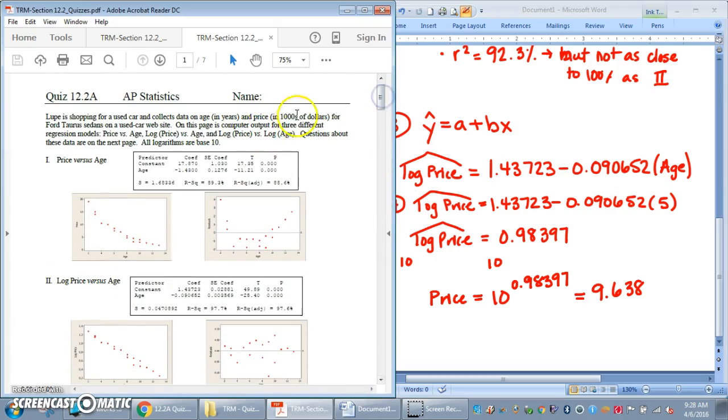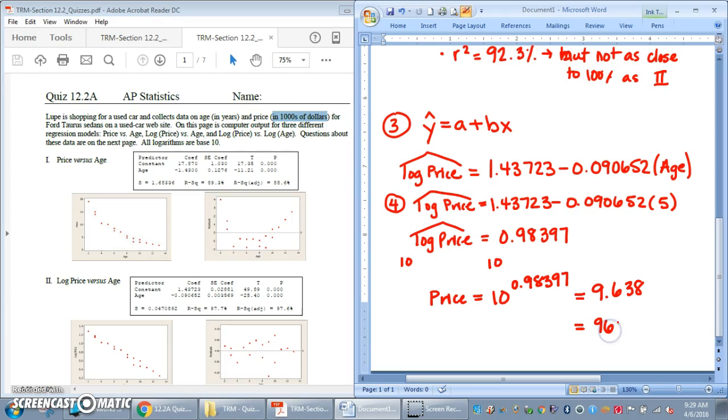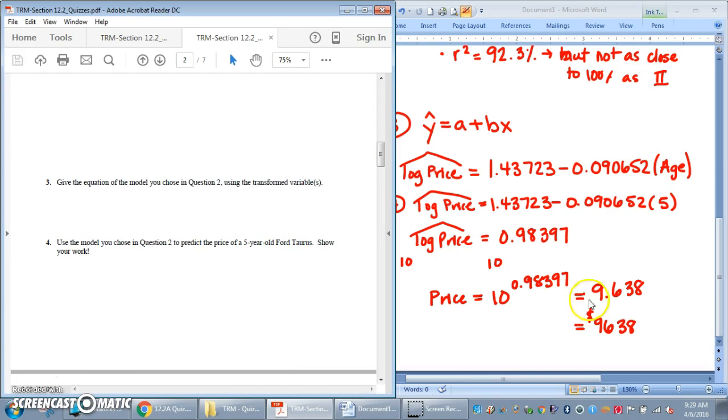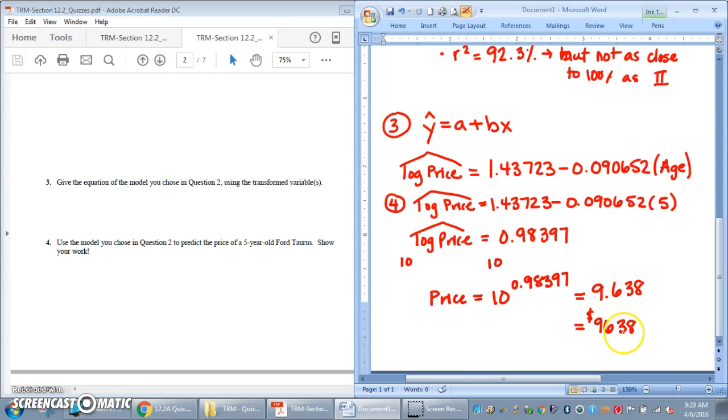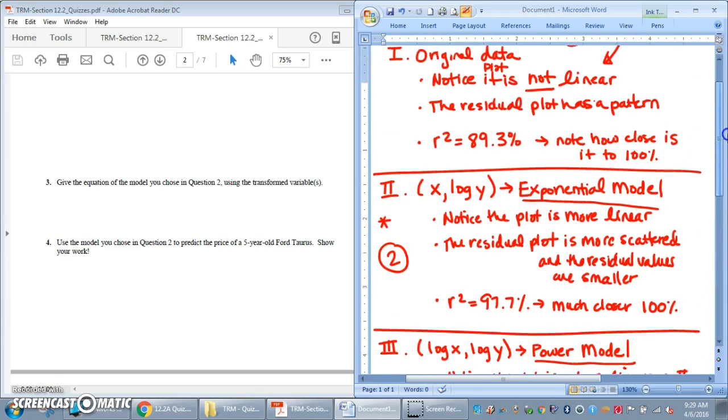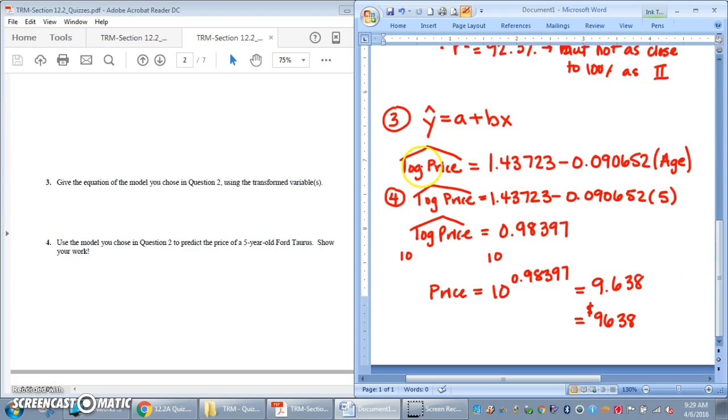Obviously, the car isn't going to cost you $9.64. You have to remember from the very beginning, your price is in thousands of dollars. So this represents $9,638 as your predicted price for a 5-year-old Ford Taurus, according to all the data that this gentleman has collected. The reason that we transform to linear is so that we can make some predictions. If we just used our original data, we would be very far off in what our cost for our car should be. And so by analyzing and deciding which model fits, we can use the correct equation and the correct log to find that value.